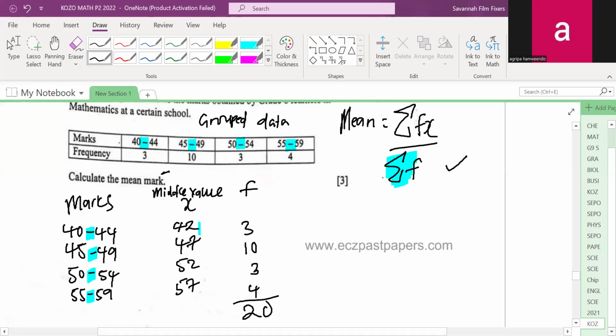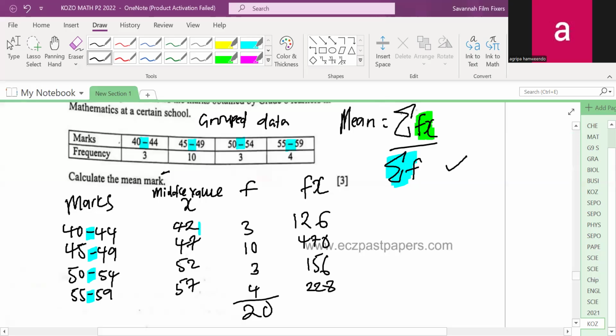The next thing that we have to do is this part here, frequency times x. So we'll make another table we'll call frequency times x. We found the x, so we're multiplying this part and this part. So this would be 3 times 42, it would be 126. Frequency times x, 47 times 10, 470. 52 times 3, it would be 156. Then 57 times 4, it would be 228. We've done this part.